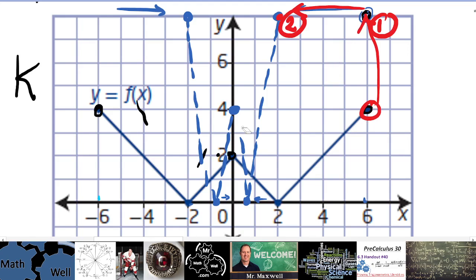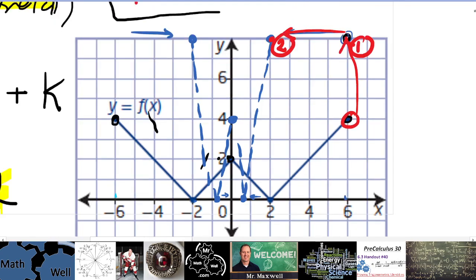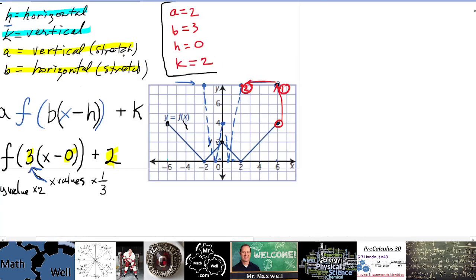So we've got the blue graph, and now what's our h value? Oh, our h value is 0. So guess what? We don't have to move it left or right any units at all. 0 units. So left or right is out of the picture. Now what I need to do is move everything up 2 units.